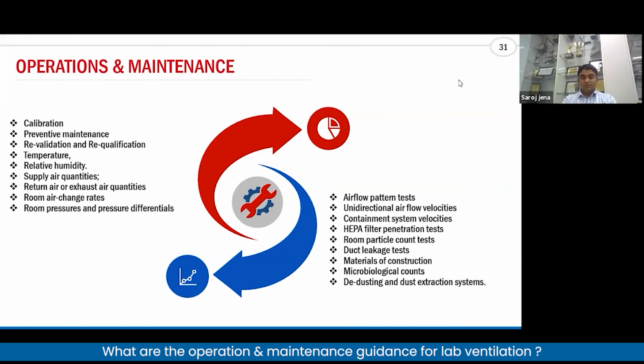Room particle count test. You can also check the particle count inside the room. So what are the particles? Number of particles means 0.5 micron some number and 5 micron some number. Based on our area classification, the ISO standard is defined.